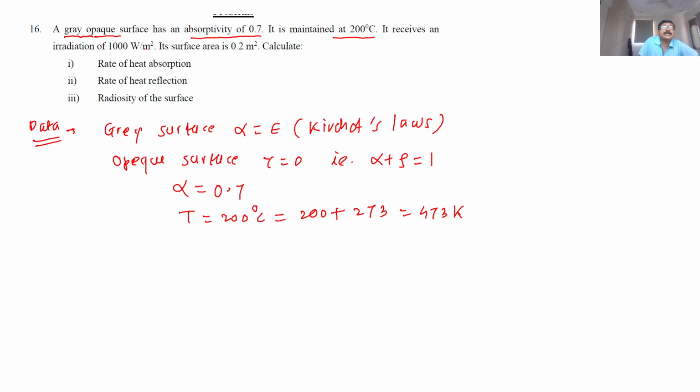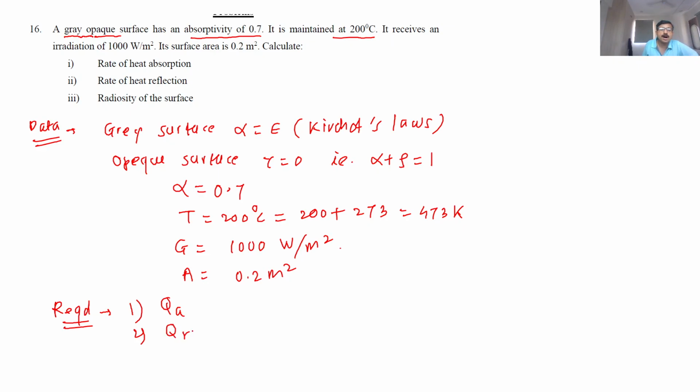It receives an irradiation. Irradiation is denoted by capital G. It is 1000 watt per meter square. The surface area of the body is given as 0.2 meter square. Calculate. So what is asked of you? Required: number 1, rate of heat absorption, that is QA, where A stands for absorbed. Rate of heat reflection, QR. And third, radiosity of the surface, that is denoted by J.